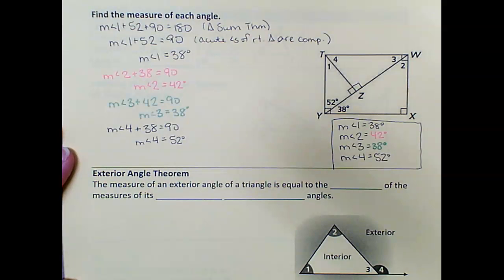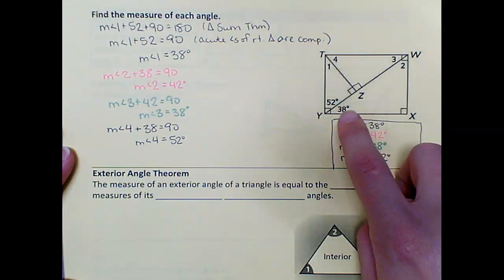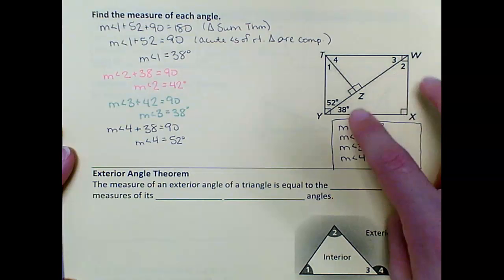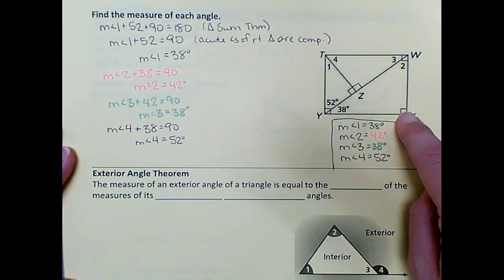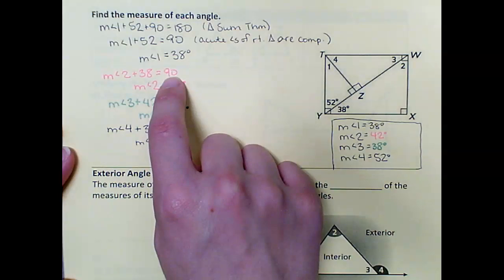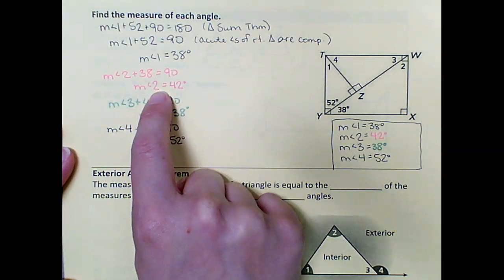So the pink is how to find the measure of angle 2. If you add 38 and the missing measure of angle 2, those two are the acute angles of a right triangle. So you should be able to set them equal to 90 degrees. You have the measure of angle 2 equals 42 degrees.